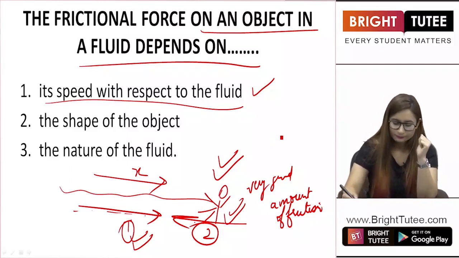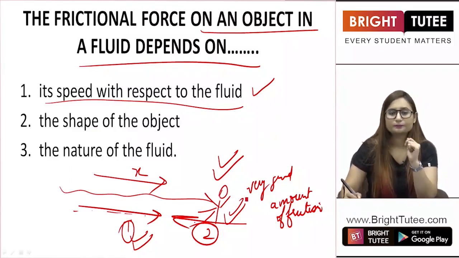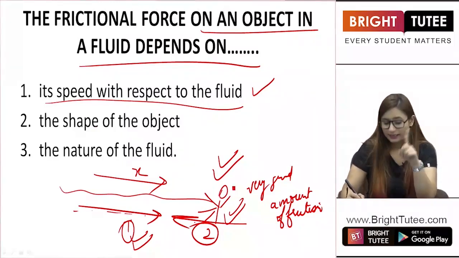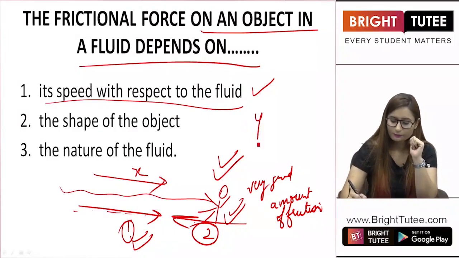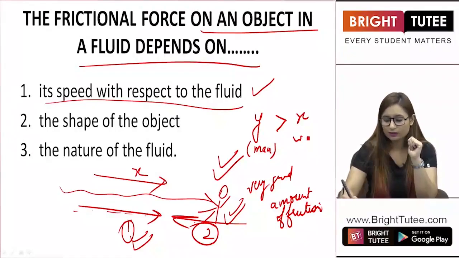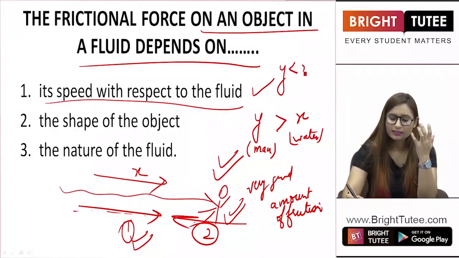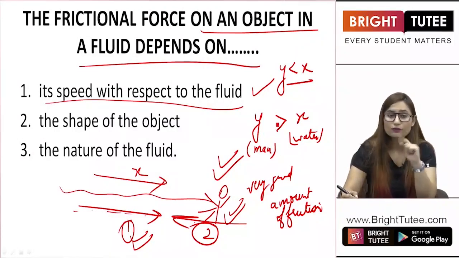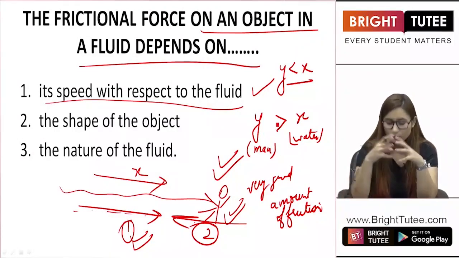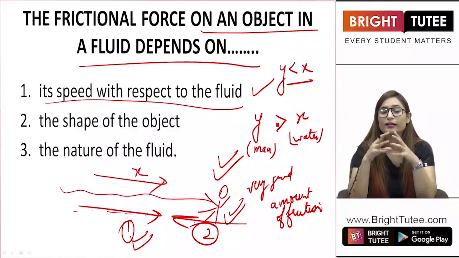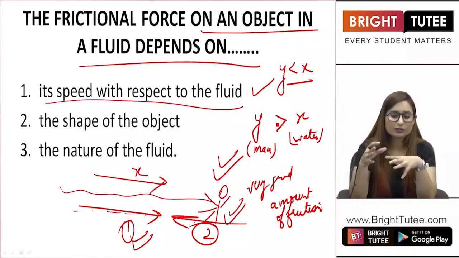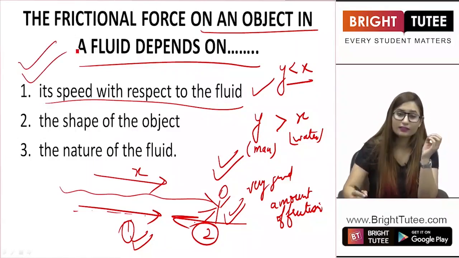Then also, if the speed of the man is much more than the speed of water, then you can move. But if the speed of the man is less than water, then you cannot move, because the water will not let you move. Water will exert so much pressure on you, so much friction on you, that you will not be able to move in that water. So speed is an important factor.